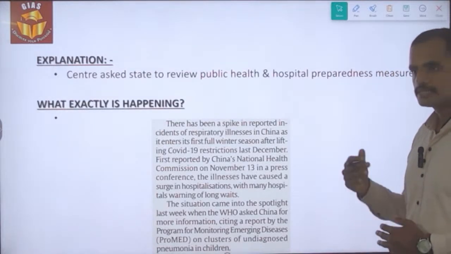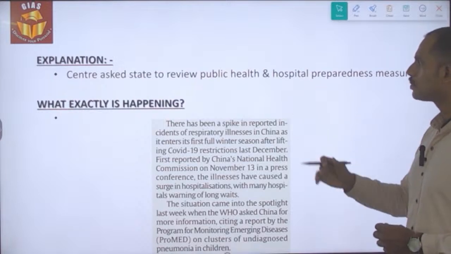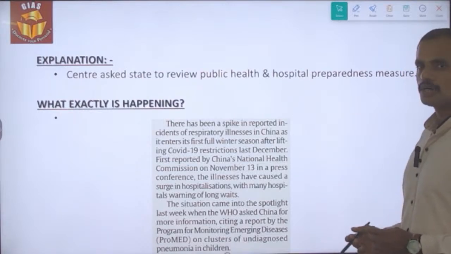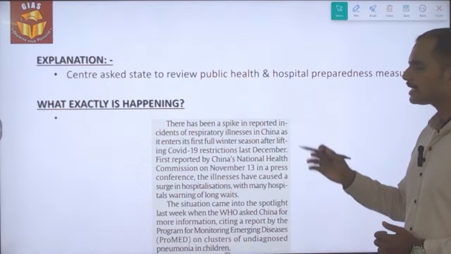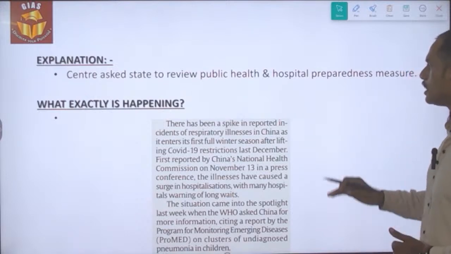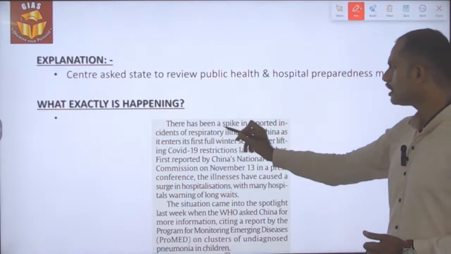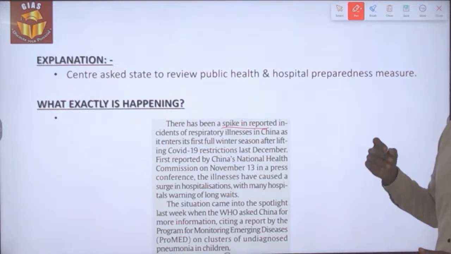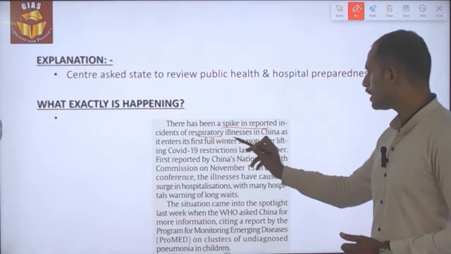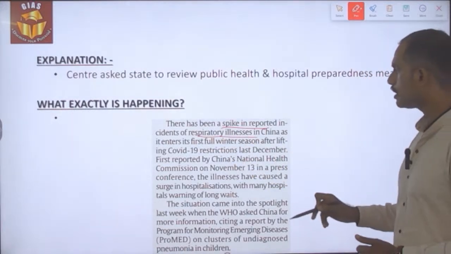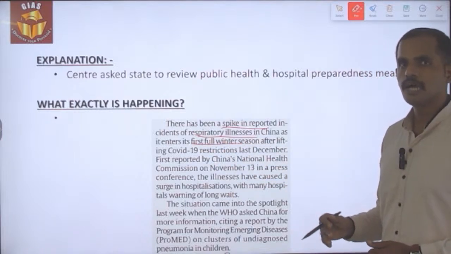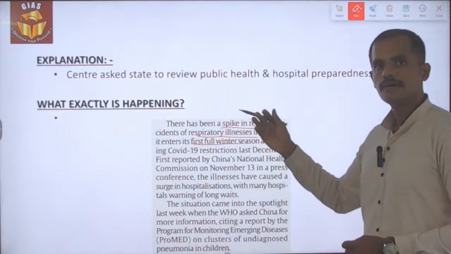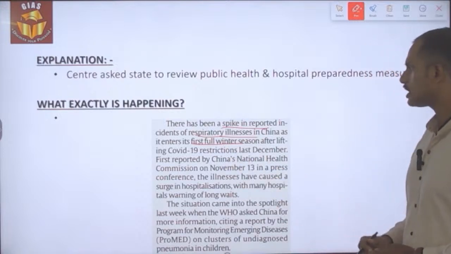As I said, the Center has asked the states to review the public health as well as the hospitals to increase their preparedness. And what exactly is happening in China is there has been a spike in the incidence of respiratory illness in China, most importantly for the children, and it is happening during the onset of the winter season in China.